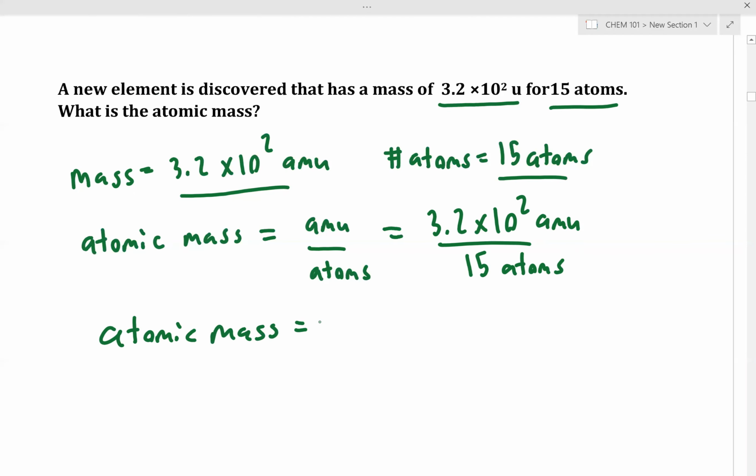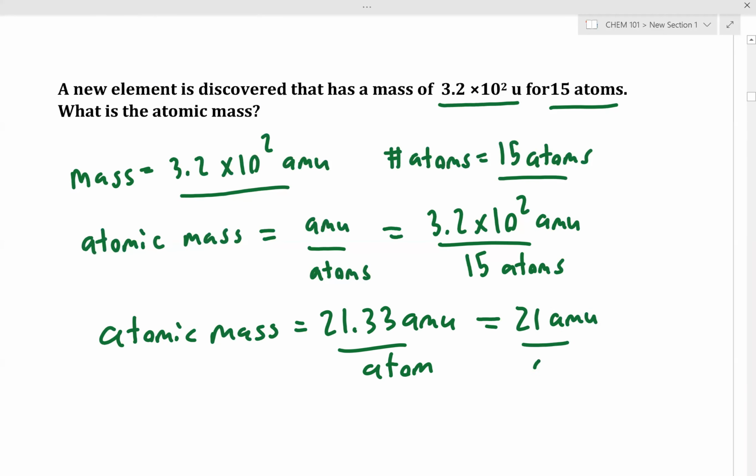Let's punch that into our calculator. So we have 3.2 EE2 divided by 15. And that gives us an atomic mass of 21.33 AMU per atom that we round to how many sig figs? How many sig figs do we round to? 2. So that gets rounded to 21 AMU per atom.